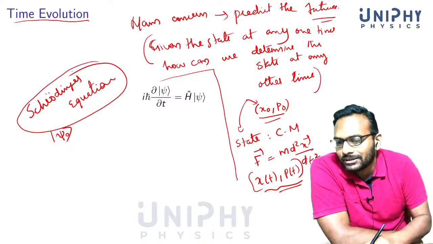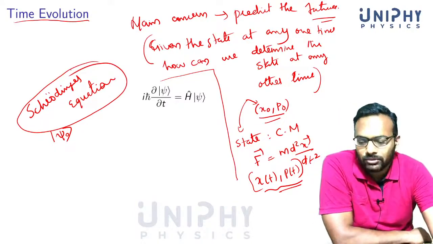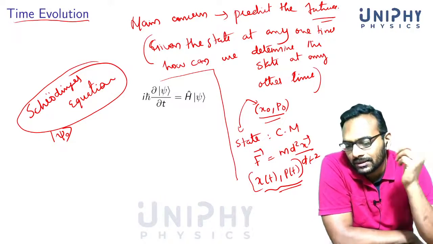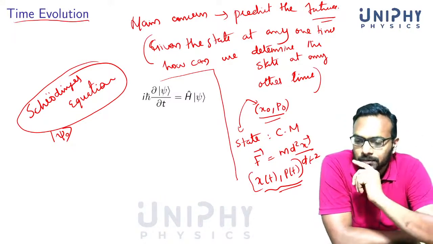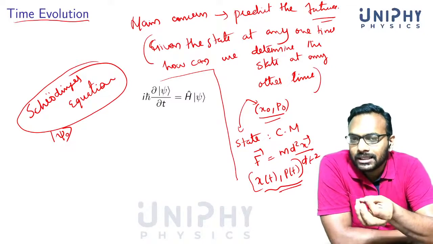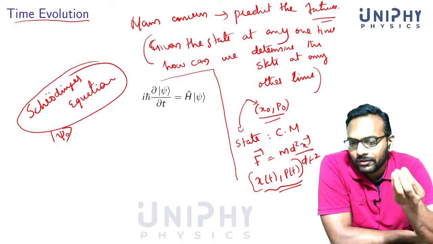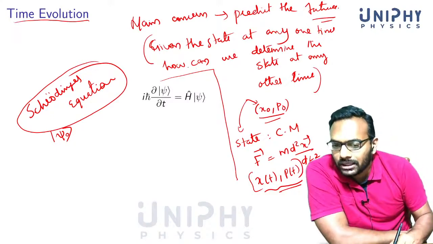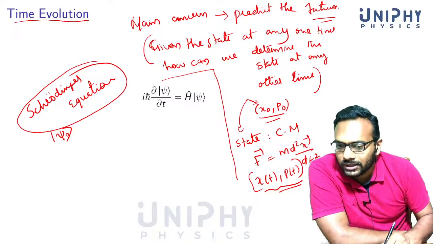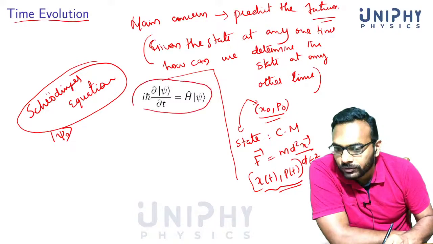And again, there is no way of deriving this. We can motivate that this can be the answer, but there is no way of deriving it, just like we cannot really derive Newton's equation. It's something fundamental. You have to take it as a postulate. So this is the equation governing the time evolution of a quantum mechanical system.